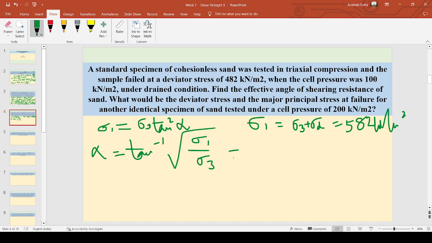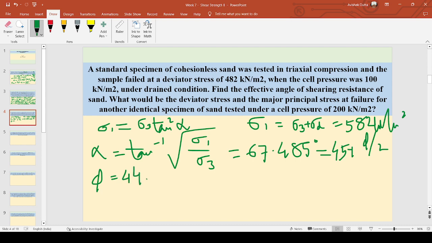If we substitute, we get a value of alpha of approximately 67.485 degrees, from which we can get phi. Why? Alpha equals 45 plus phi by 2. So phi equals 67.485 minus 45, into 2. We get a value of phi of approximately 44.97 degrees, almost equal to 45 degrees.